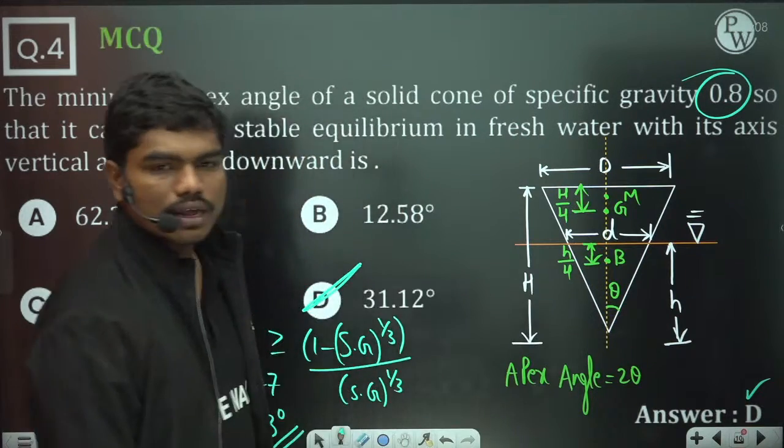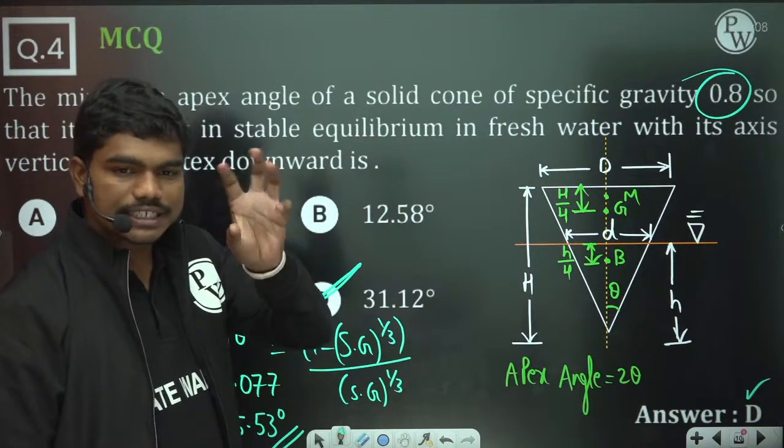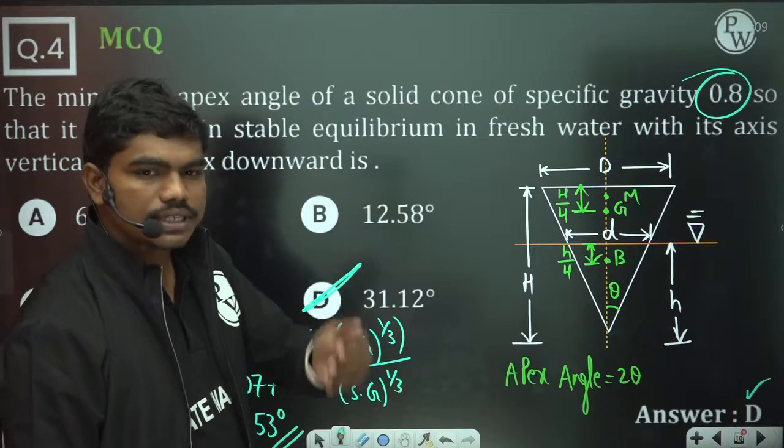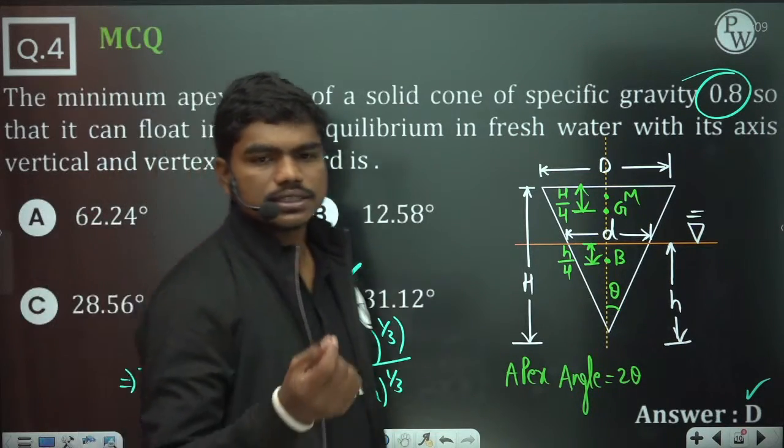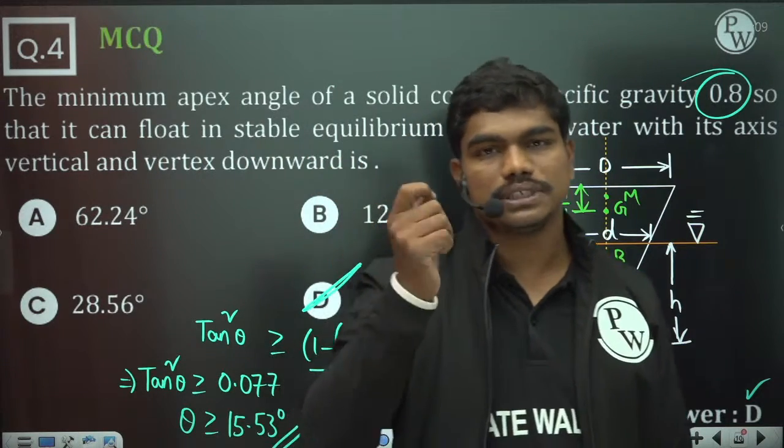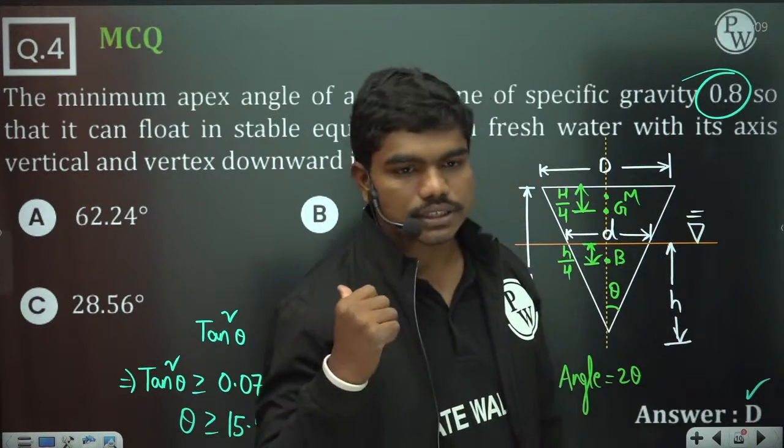Normally, instead of taking complete values, if you take 0.077 to 2-3 decimals, you might get a slight change here. That's why we got 31.06 degrees. That difference is 0.06 degree, which is very minute. So of course it is answer D in this case.